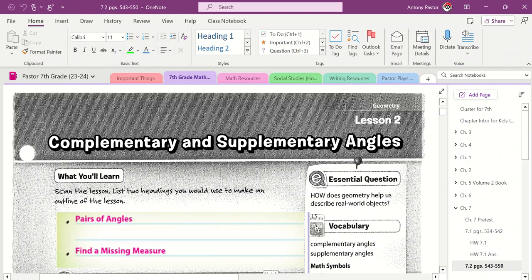Okay, we are doing chapter 7, lesson 2. We're building on our knowledge of angles. So today we're going to be dealing with complementary and supplementary angles.